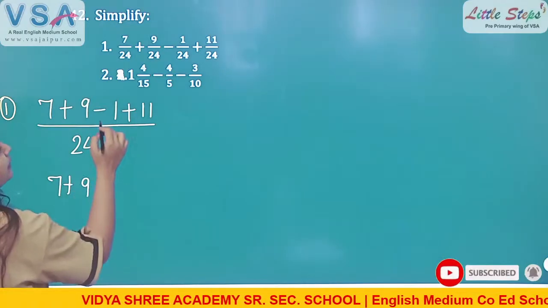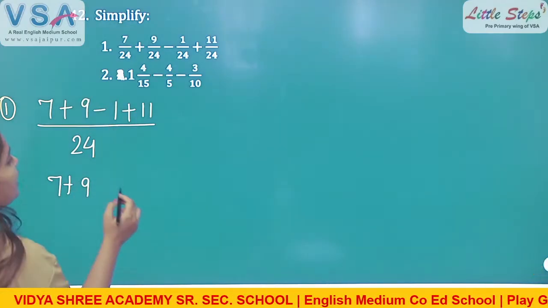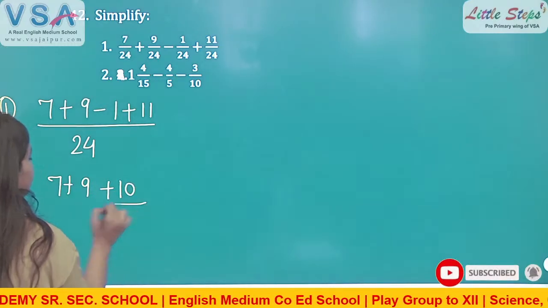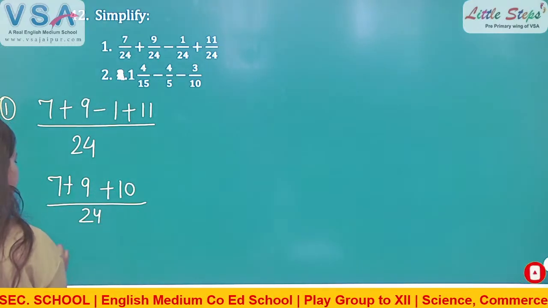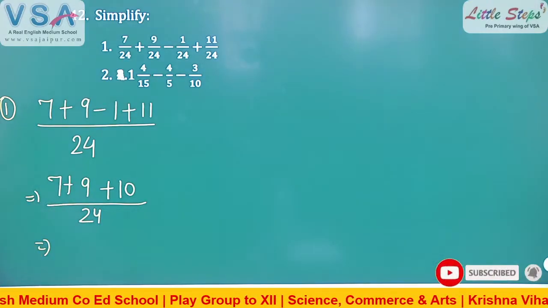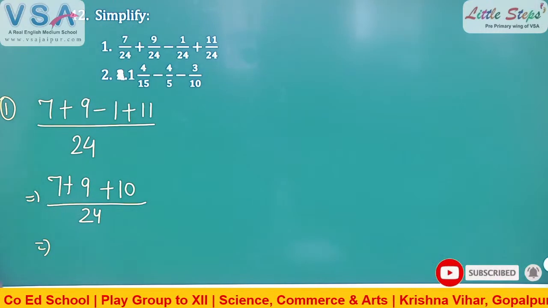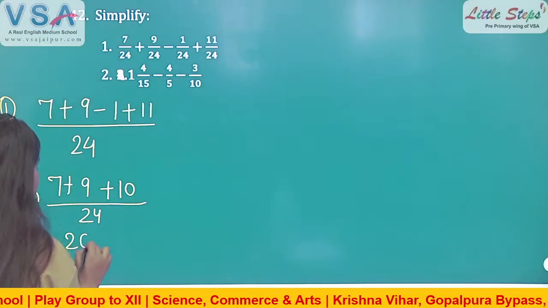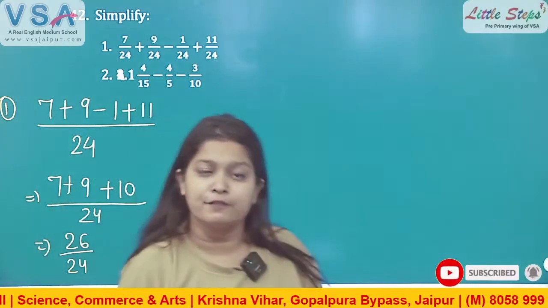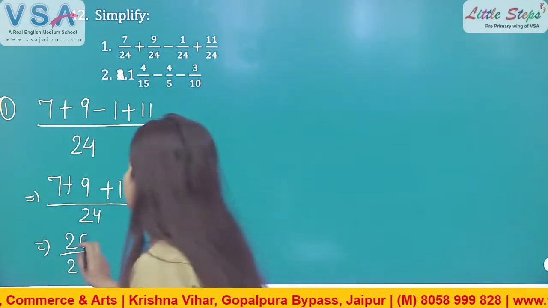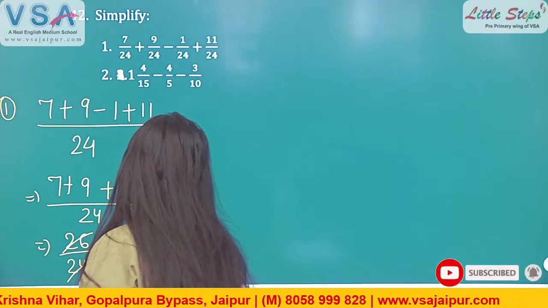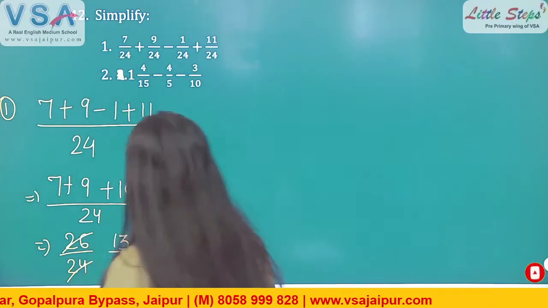7 plus 9, then minus, plus, plus, minus, we have plus 10 upon 24. Adding all the numbers, 10 plus 9, 19, 19 plus 7 is 26. 26 upon 24 is the answer, but we need to cancel the number by the table of 2. What we have? 13 by 12 is the answer. This is how we will do this question.